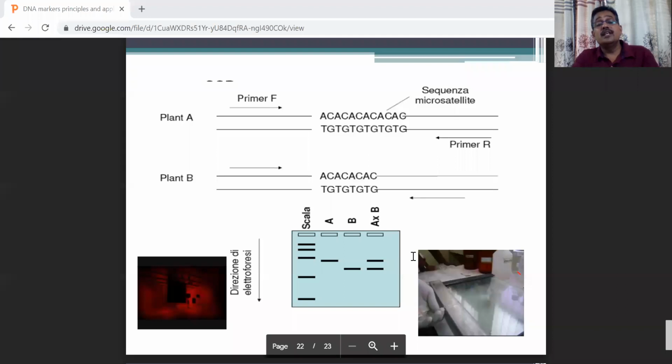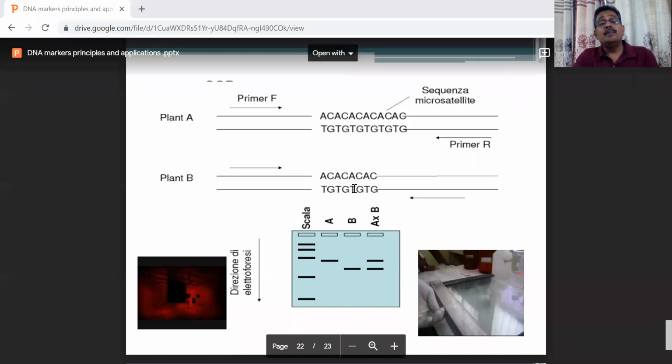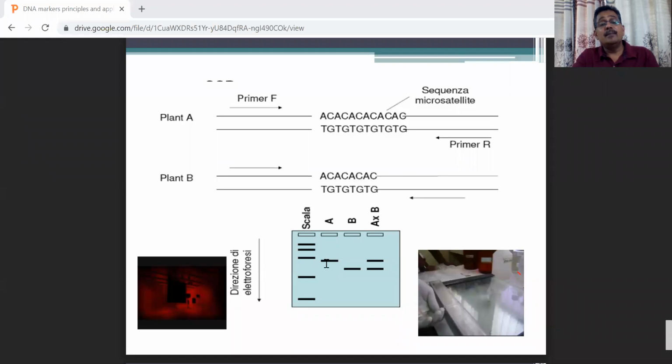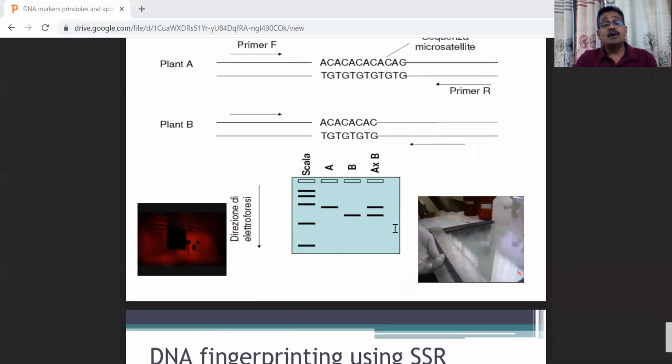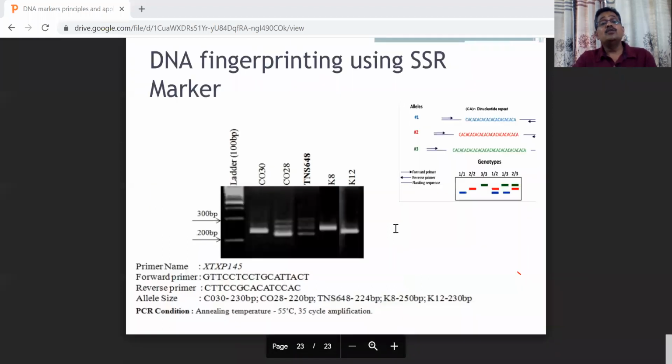This shows clearly, for example, plant A and plant B. Plant A has more repeats, plant B has a smaller repeat size. So it produces a bigger allele and a smaller allele, and the heterozygote has both alleles. So this is a codominant type of marker. It can easily differentiate heterozygotes from homozygotes. This way the SSR markers are used, and nowadays they are used for all fingerprinting and mapping purposes.